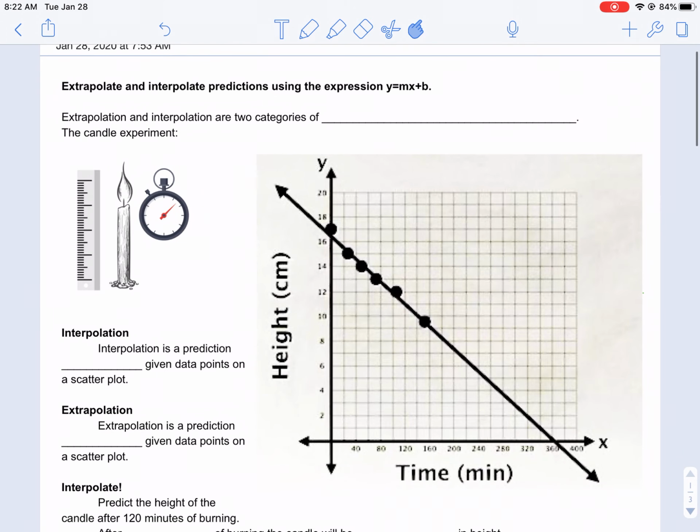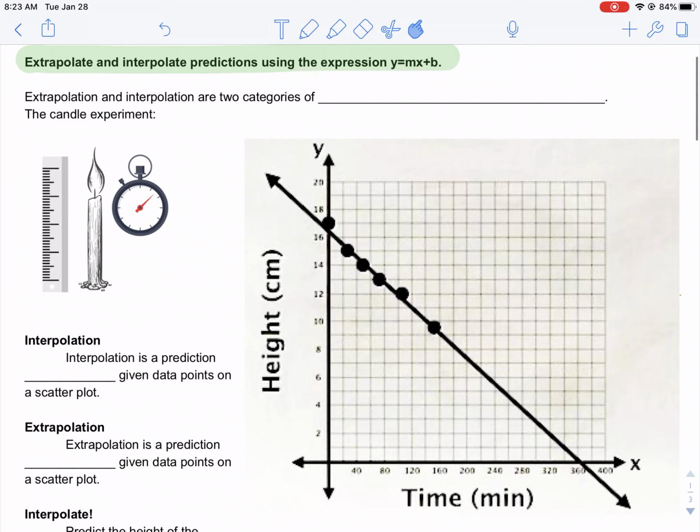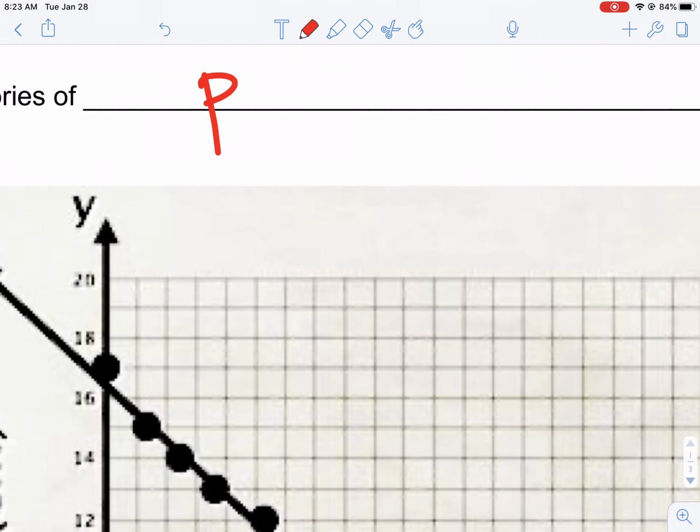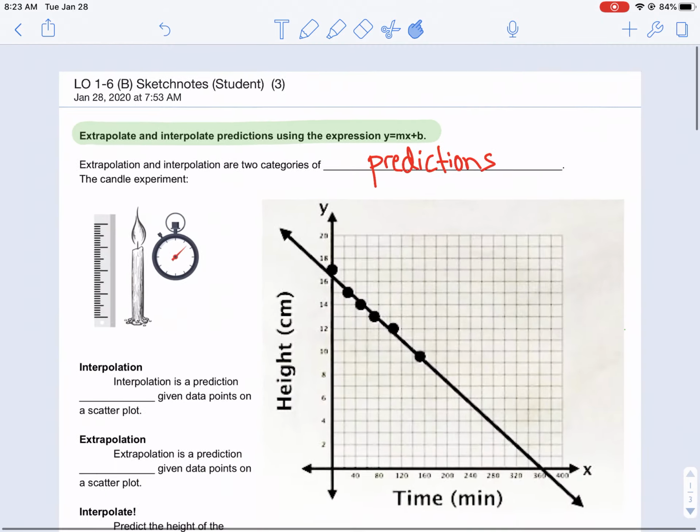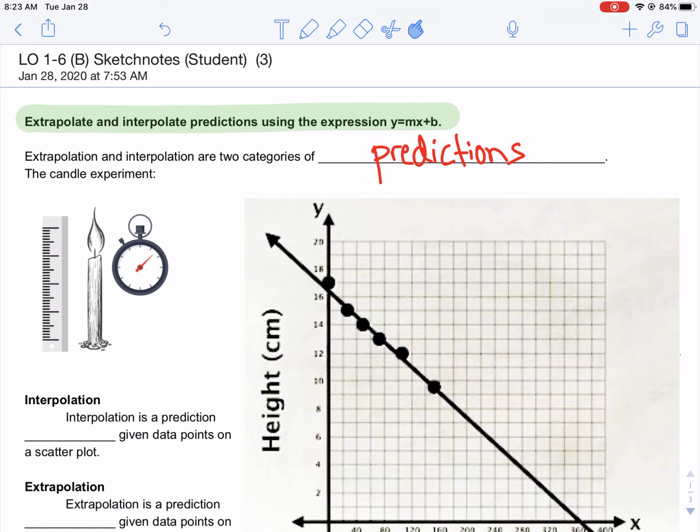All right, so we want to interpolate predictions using the expression y equals mx plus b. Extrapolation and interpolation are two categories of predictions. They're mathematical predictions, to be exact, or data predictions. Let's examine these concepts using this candle experiment.